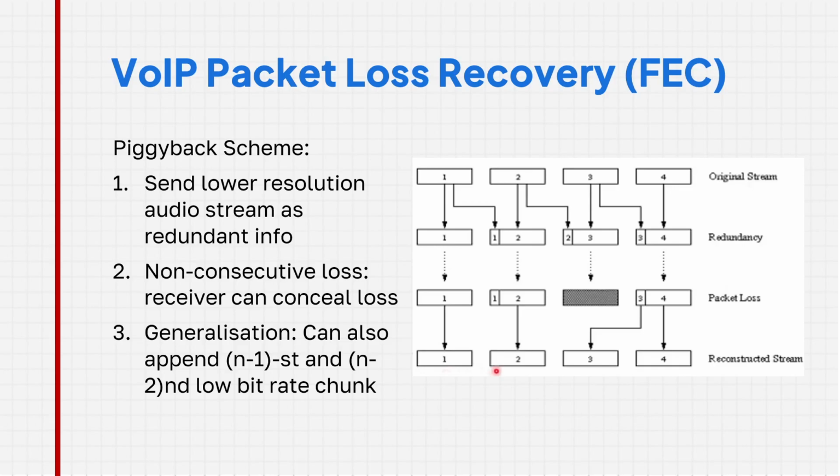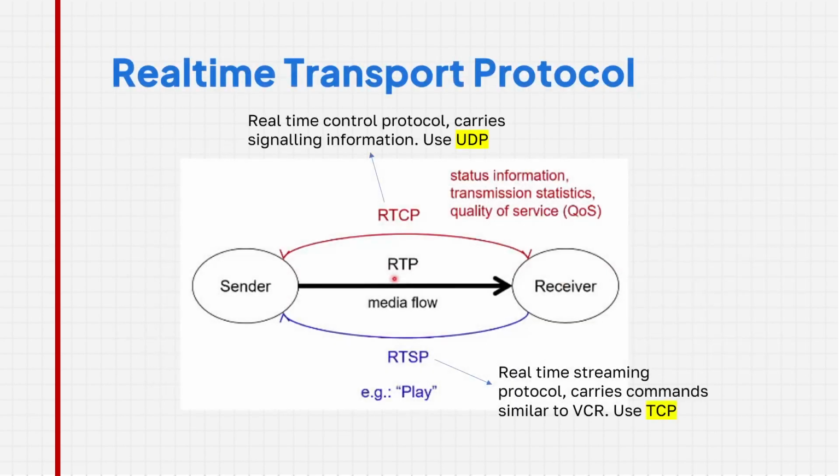Okay, questions? Then finally, we are going to discuss this part, which is your real-time transport protocol. So real-time transport protocol consists of 3 protocols. First one is your OG real-time transport protocol, being used for sending your stream data. Then there's also 2 other protocols, which is called your RTSP, your streaming protocol, and also your RTCP, which is your control protocol. Details will be discussed in question 5 of this tutorial.